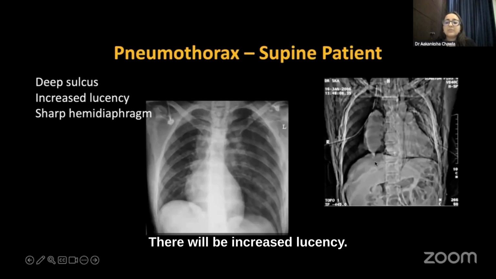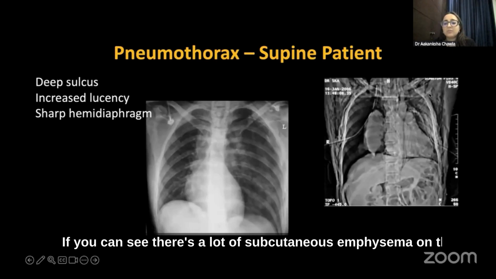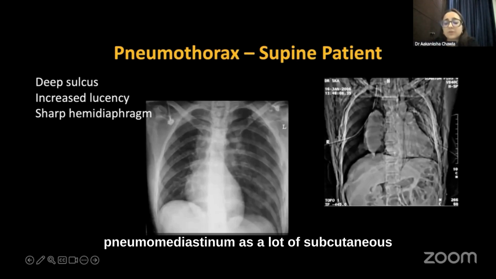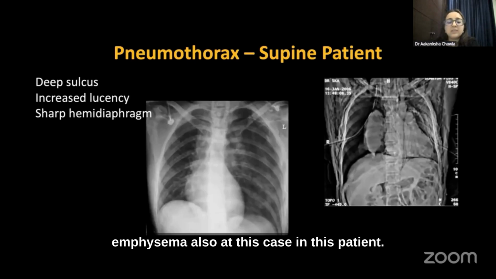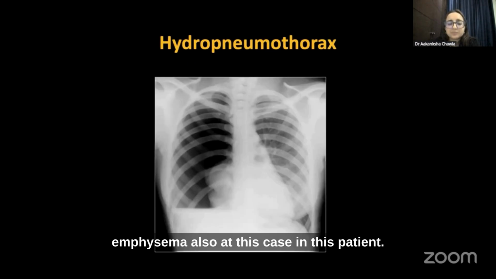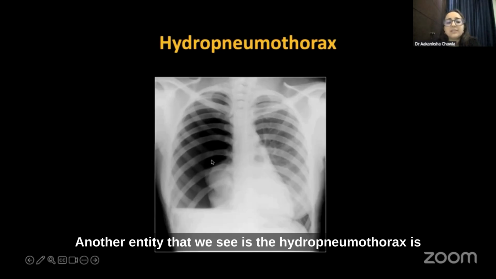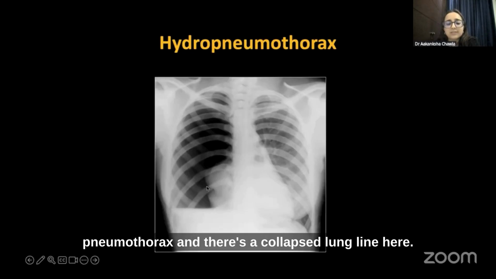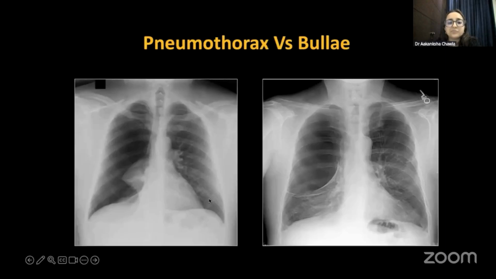There'll be increased lucency. If you can see, there's a lot of subcutaneous emphysema on this. There's a sharp hemidiaphragm. There's a continuous diaphragm sign also, which is normally seen in cases of pneumomediastinum, as there's a lot of subcutaneous emphysema also in this patient. Another entity that we see is the hydropneumothorax. It's a characteristic air fluid level. There's loss of bronchovascular markings. There's a pneumothorax, and there's a collapsed lung lying here.